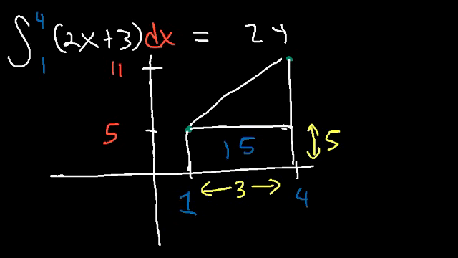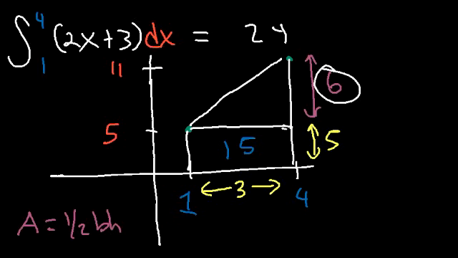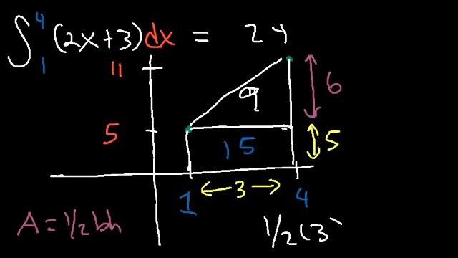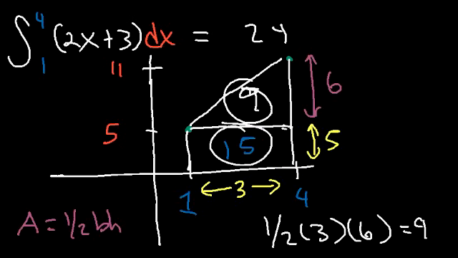Now let's focus on the triangle. The triangle has a height of 6. The difference between 11 and 5 is 6. Now the base of the triangle is still 3. So using the formula, area is 1/2 base times height. So it's 1/2 times 6, which is 3, times 3. So that's going to be 9. If you write it out, it's 1/2 times 3 times 6. 6 times 3 is 18, half of 18 is 9. And then if we add 9 and 15, that's going to give us 24. So you get the same answer.